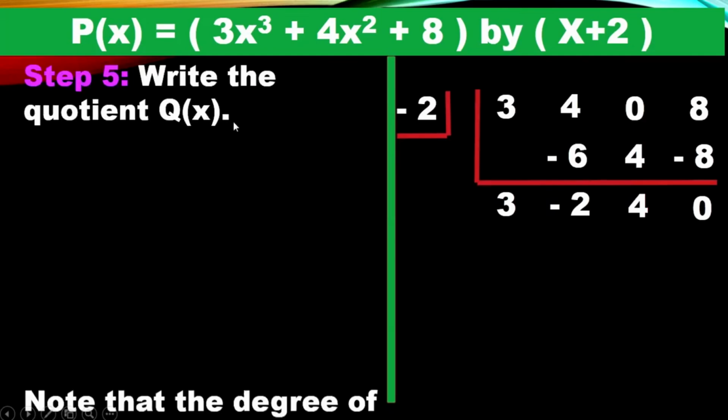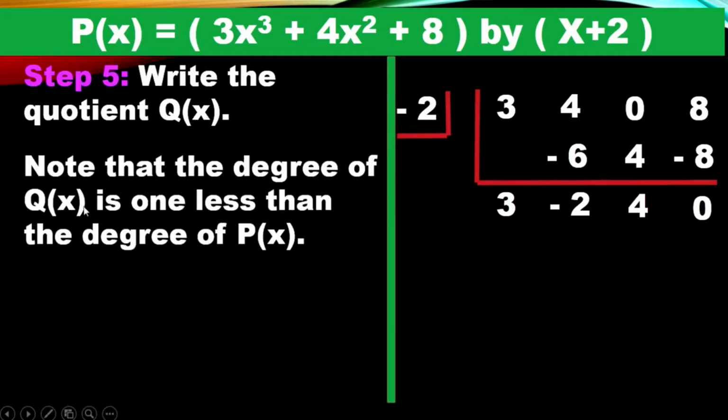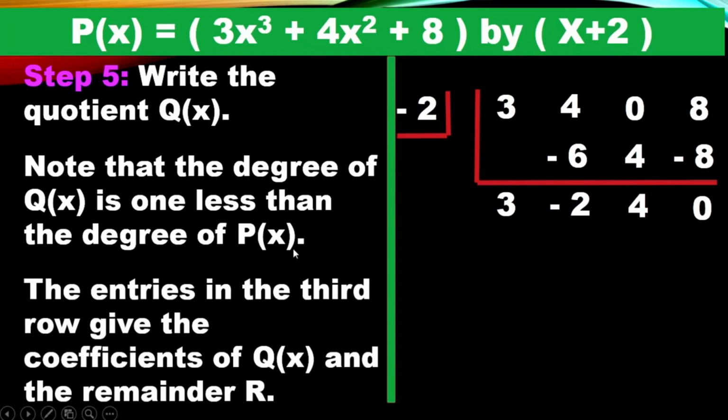For step number 5, we rewrite the quotient or q of x. Note that the degree of q of x is 1 less than the degree of the polynomial p of x. So the entries in the third row give the coefficients of q of x and the remainder. Okay, so yung nasa dulo, yun yung remainder. Then, if we're going to write the quotient, we have the first term, 3, and magbabawas lang tayo ng isang exponent mula sa polynomial. Say for example, ang leading term ng polynomial natin ay 3x cubed.